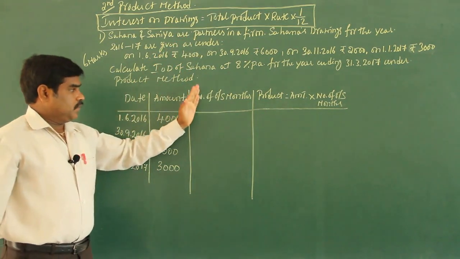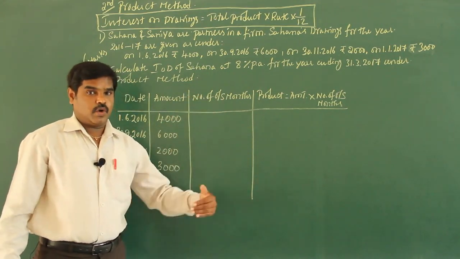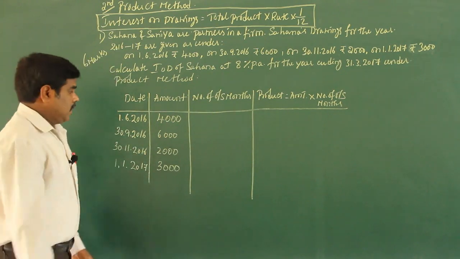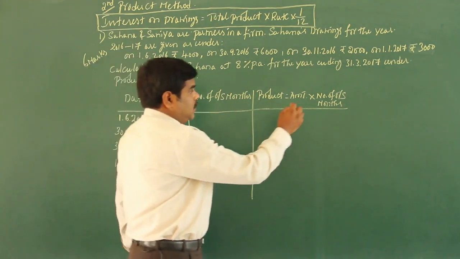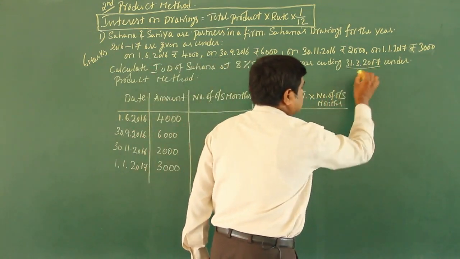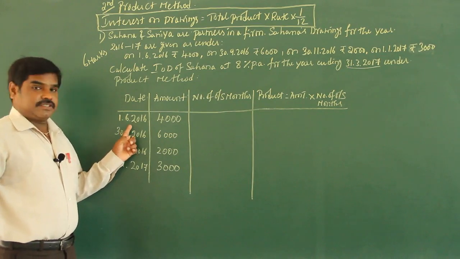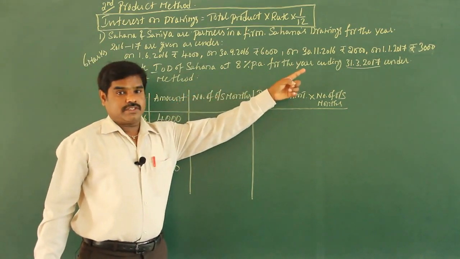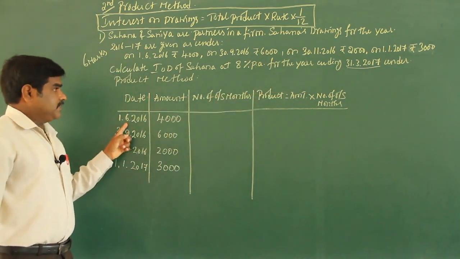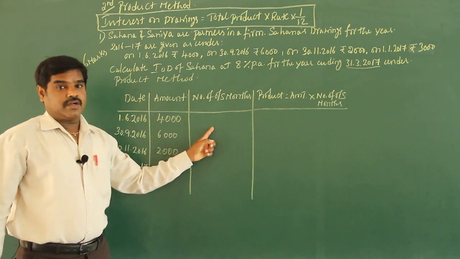Now next you have to calculate the number of outstanding months. Yesterday I told you in the direct method how to go about outstanding months. Come to this one, 1/6/2016, and of course the accounting year ends on 31st March 2017. From this date to that date, you have to calculate the outstanding months and write it here.